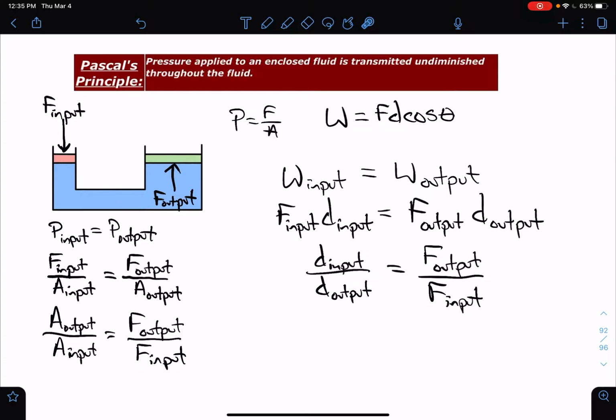So a little bit of a trade-off there, but still, hydraulics are very important in our society. We use them in lots of things for heavy machinery. So we use them in cars, construction vehicles, airplanes. They're used all over the place, very important. And it all just comes from Pascal's principle. The pressure applied to an enclosed fluid is transmitted undiminished throughout the fluid.